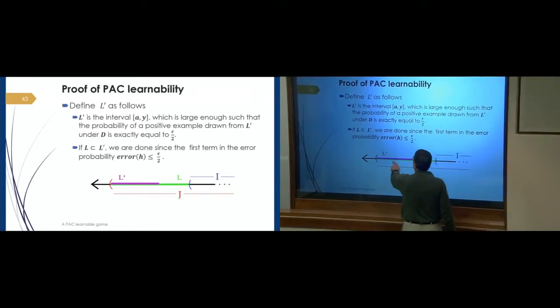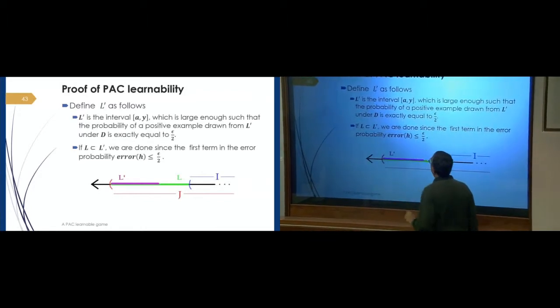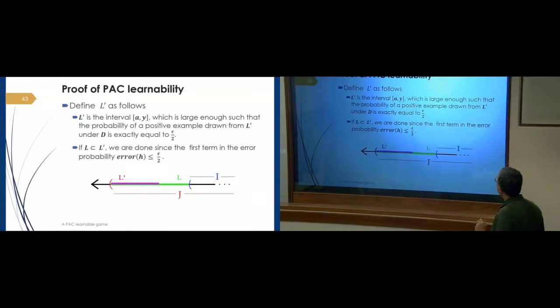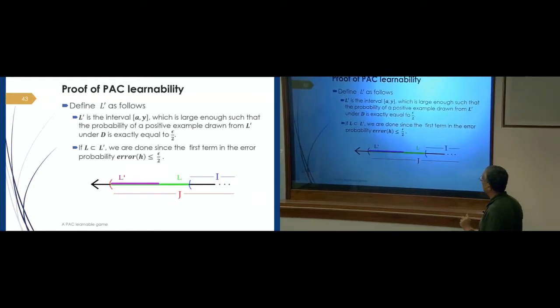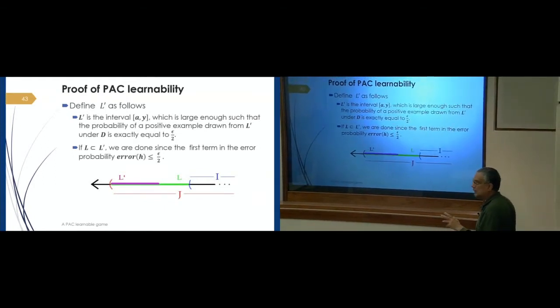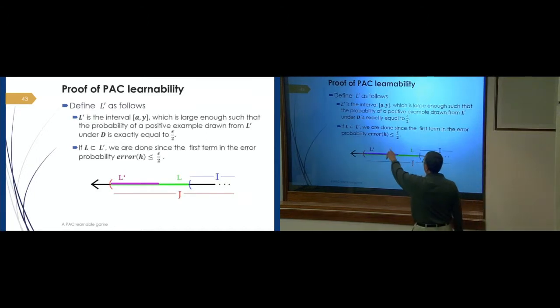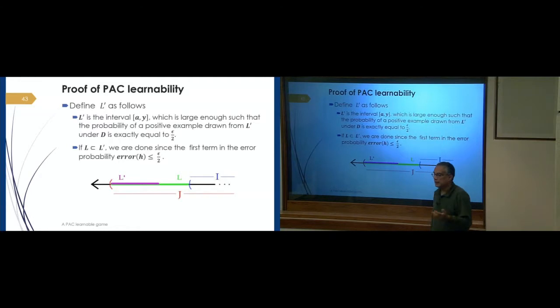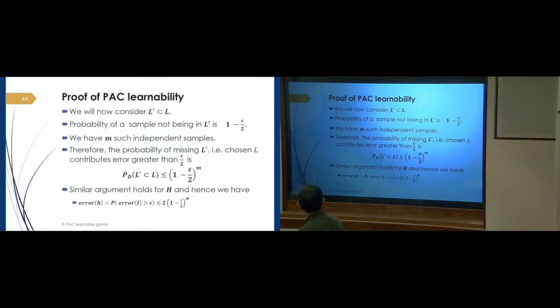Our interval L is a subset of L prime. Okay? Then we are done, since the first term in the error probability is less than or equal to epsilon by 2. Because if this is epsilon by 2 for L prime, and the interval L is a subset of L prime, then we're done. Because we are less than epsilon by 2, and therefore we're contained. Now we will consider L prime contained in L, which is a more interesting case.